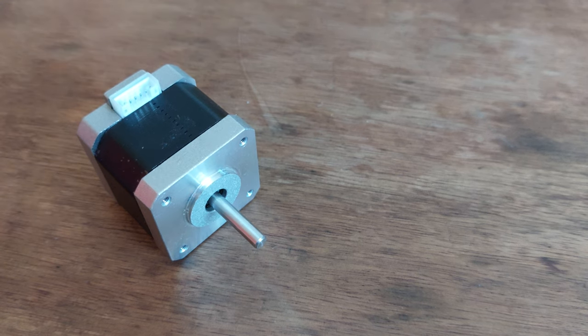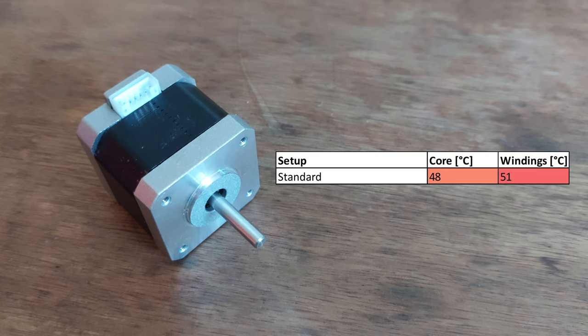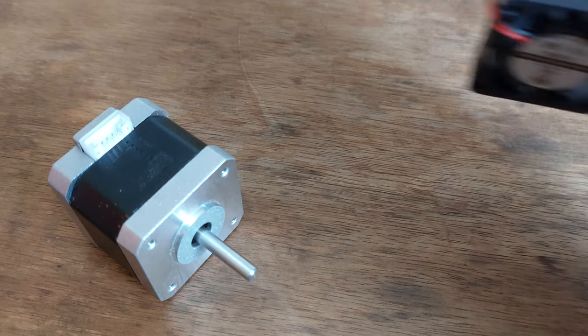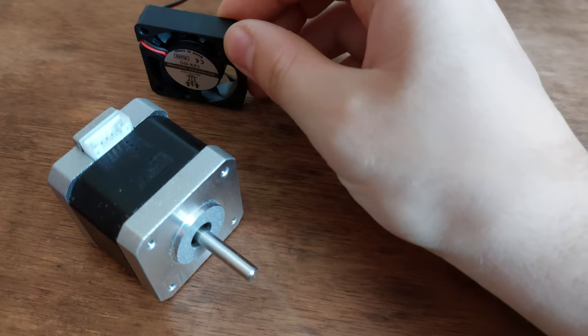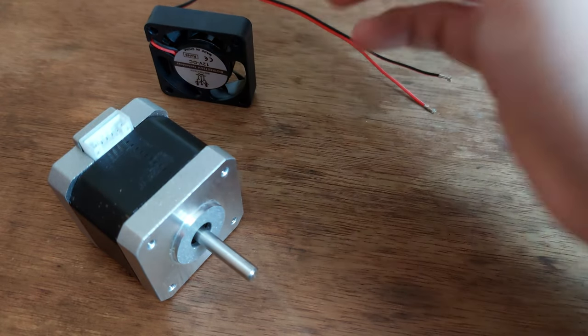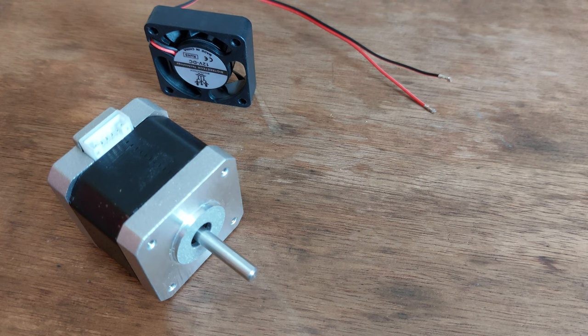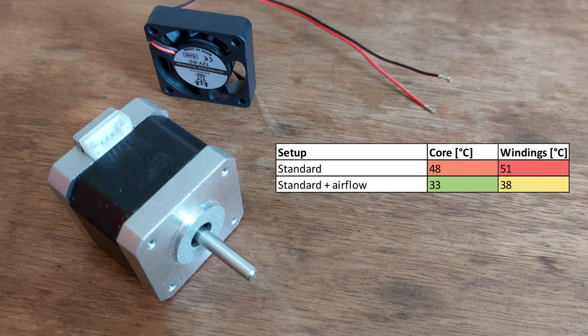The first thing I tested was just the stepper motor on its own to get a baseline. As you can see, the core went up to 48 degrees Celsius and the windings up to 51 degrees Celsius. The next thing I tested was to put this small fan just about here to blow some cool air over the stepper motor. As you can see, the results were already much better.